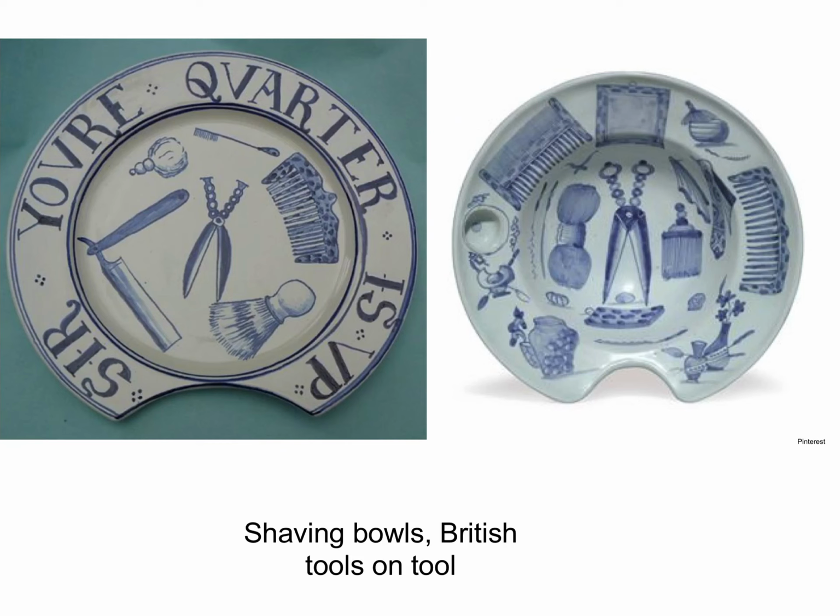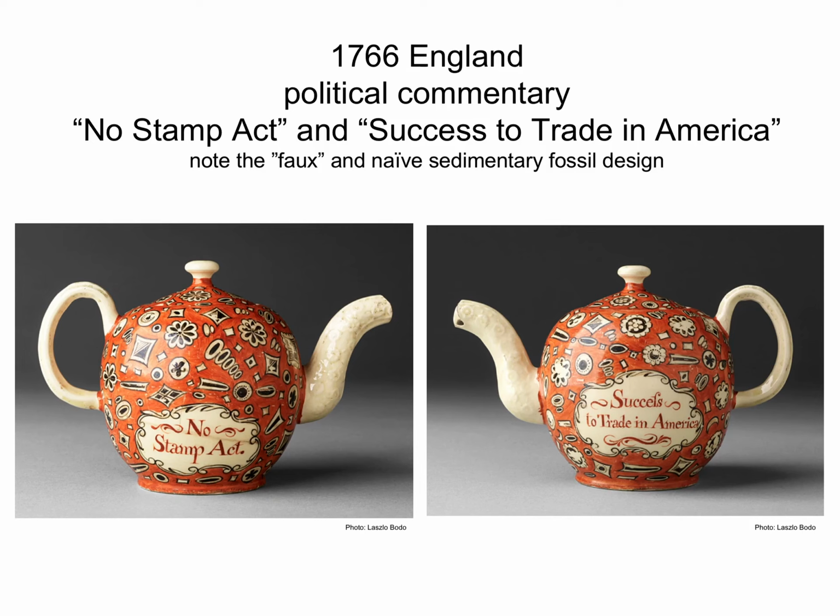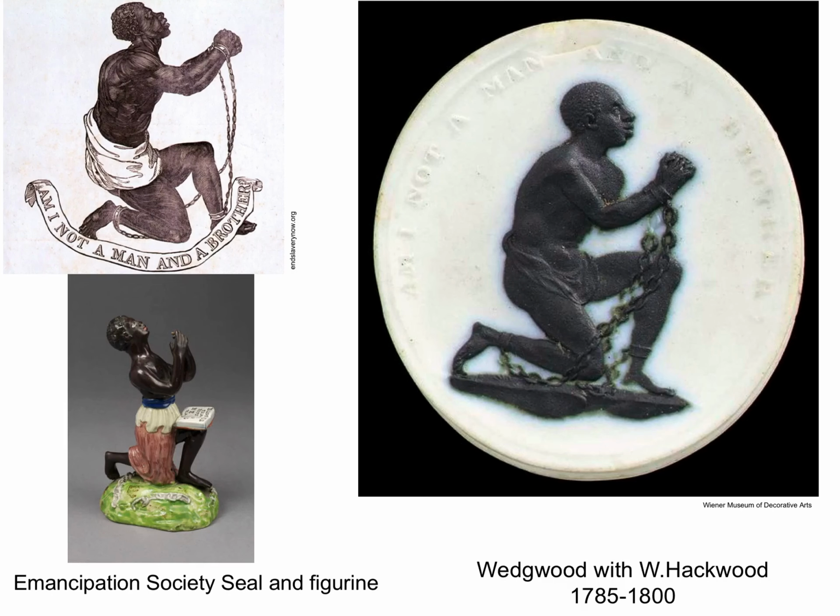Two more examples of shaving bowls here, which are decorated with tools on tool. Commemorative wares were made all over Europe, but mostly in England. The one on the left for the commemoration of the Napoleonic War, and the one on the right to commemorate George Washington. So this was made in England to be exported to the United States. Another example here of a teapot with a political commentary related to America, No Stamp Act on one side, and Success to Trade in America. And note the faux and naive sedimentary fossil design on this amazing teapot.